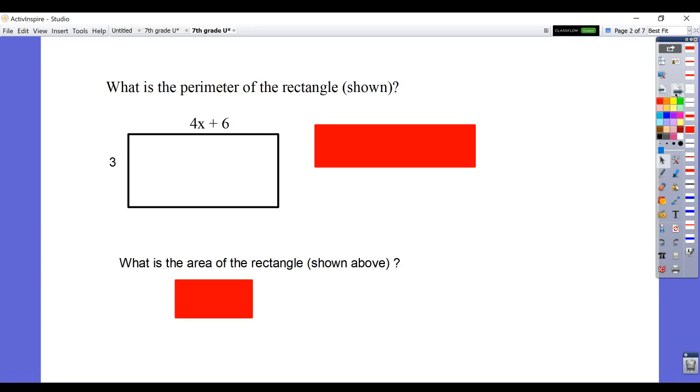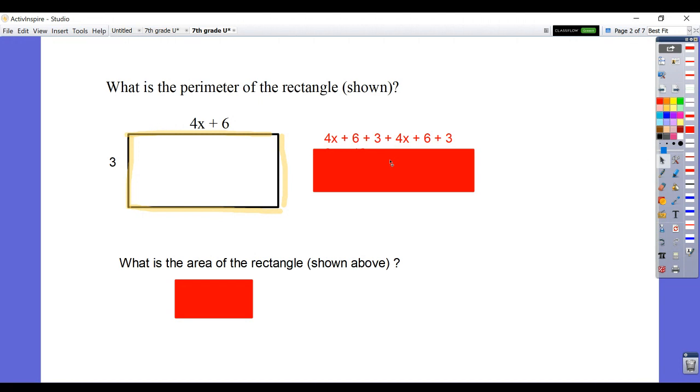For the next type, what is the perimeter of the rectangle that's shown? So we have a rectangle that has one length being 4x plus 6, the width being 3. We know perimeter is found by adding up all four sides. So 4x plus 6 added up twice, and 3 added in twice as well. So we have 4x plus 6, plus 3, plus 4x plus 6, plus 3.